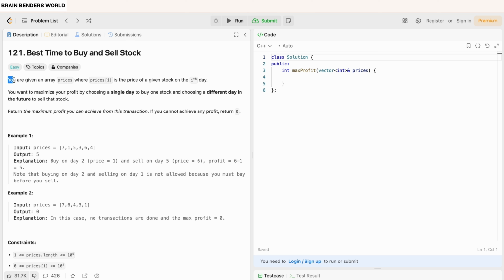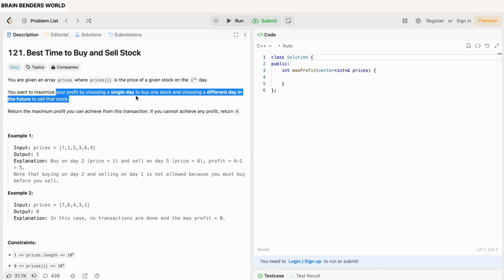The problem description says that you are given an array which is prices, where every element in the prices array is the price of the given stock on the ith day, meaning the index of the array represents the day when the price of the stock is determined. So what is the expectation from this particular problem? You want to maximize your profit by choosing a single day to buy one stock and choosing a different day in the future to sell that stock.